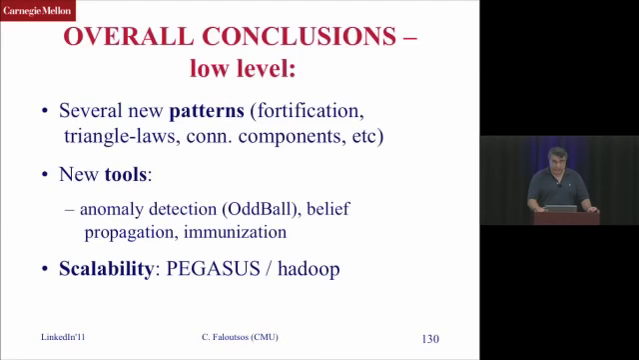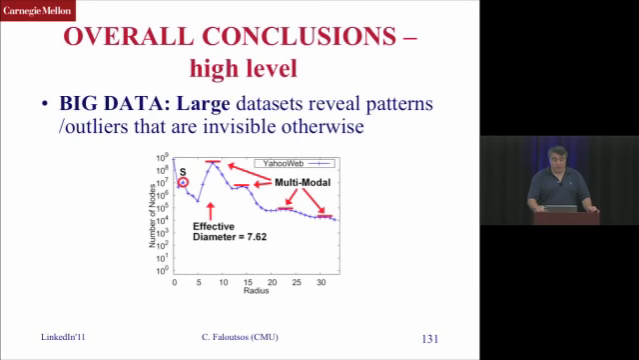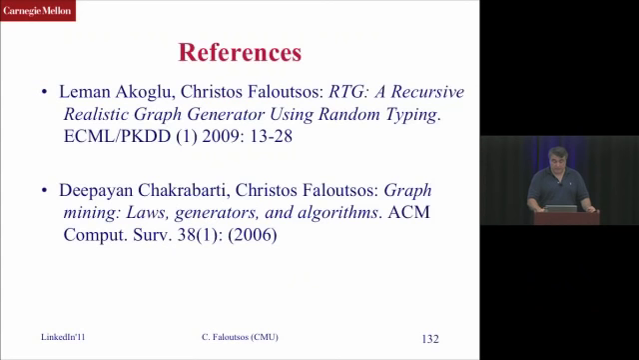And we are done. The low-level conclusions are that we saw several patterns: the densification pattern, the shrinking diameter, the triangle laws, and so on. We saw new tools, the oddball tool and belief propagation, and so on. Scalability is an important issue. And the high-level comment is that large data sets will show us patterns that we didn't even expect and that are not visible in small data sets.